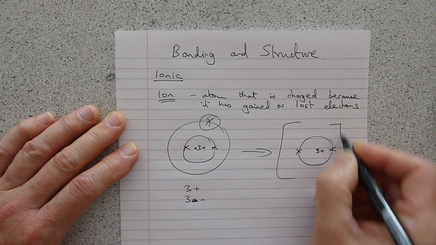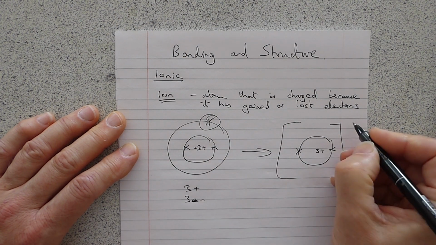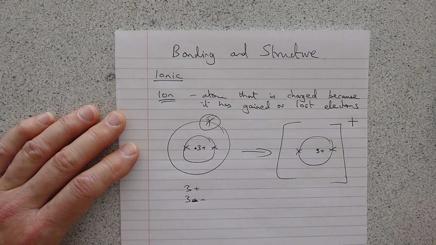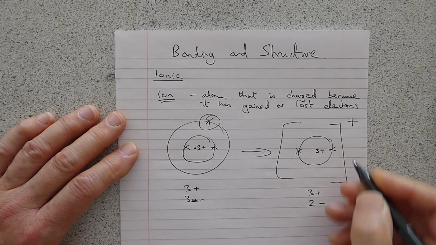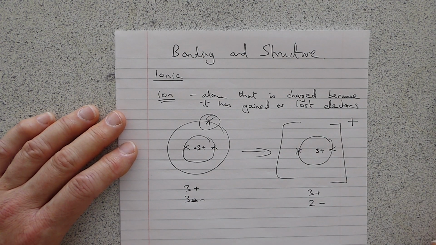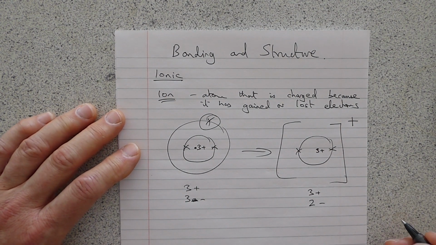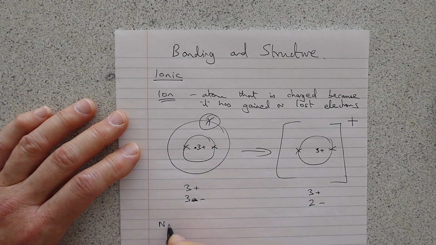The outer shell electron has been lost. That shell is no longer there. It's got a plus charge. Why? Well, it's still got 3 pluses in the middle, but it's only got 2 minuses around it, orbiting the electrons. So it's got a positive charge. So if you lose electrons, you become positive. Non-metals.